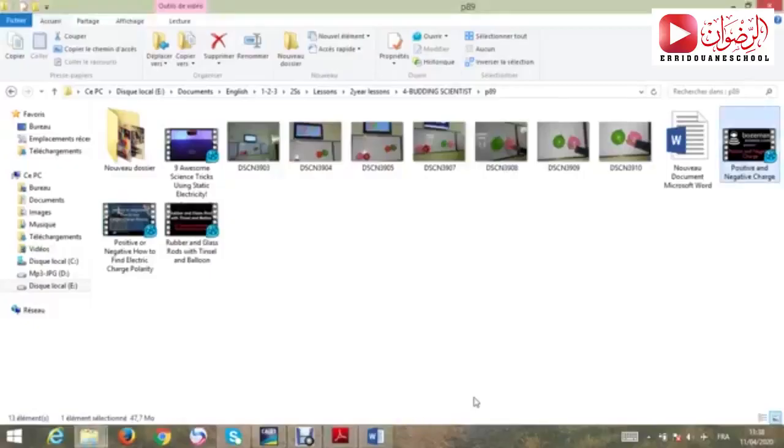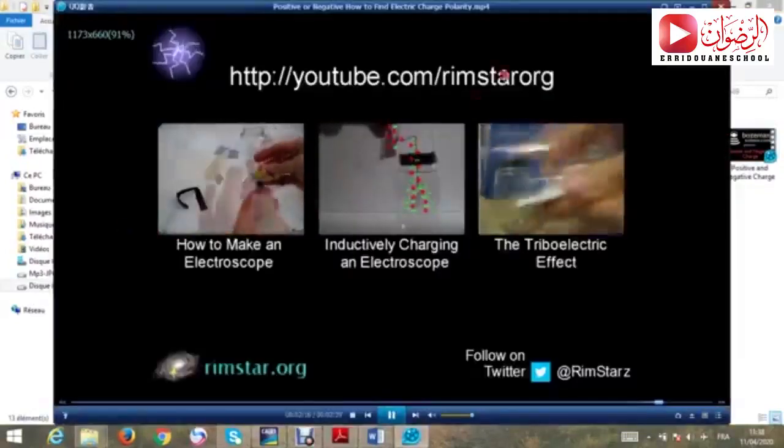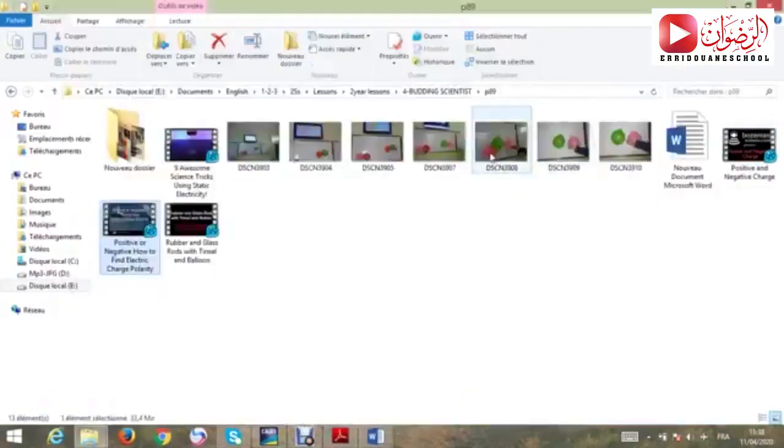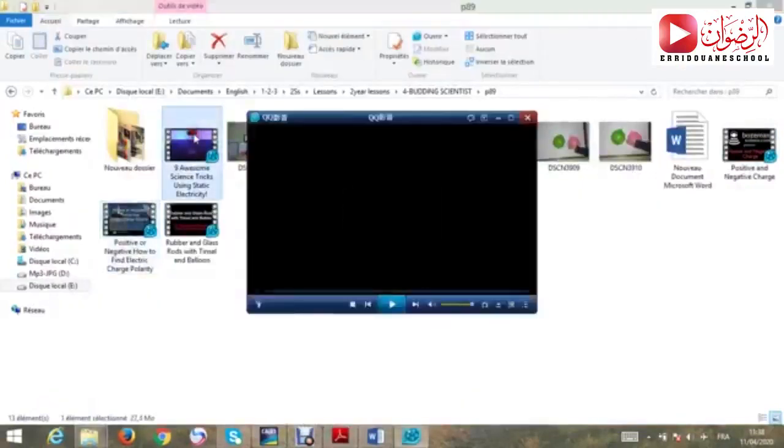Thank you very much. Alright, so this is an experiment explaining how the balloons charge, and one repels, one attracts each other. Also there are some beautiful experiments, including one on how to make your own electroscope. Okay, let's try this one.